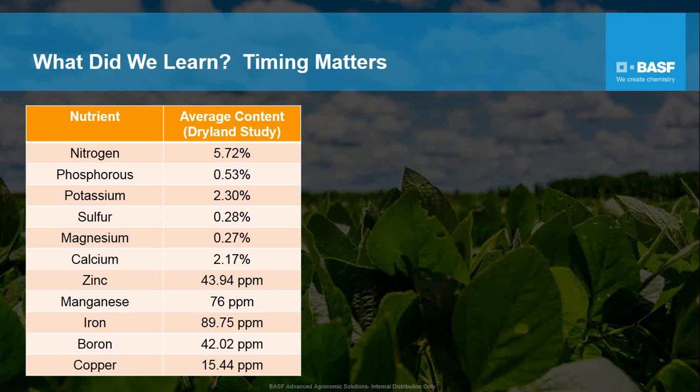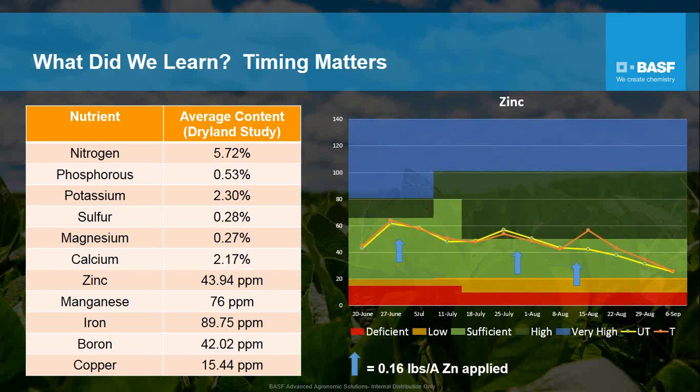So what did we learn? Timing really matters. The left-hand side is our average content through the year on our tissue tests for each nutrient. On the right-hand side, you see a specific chart for zinc, where the yellow line is the untreated with no foliar nutrient applications. The orange line is the treated, where we did make foliar applications. Every week we've got our tissue test plotted there. You'll note we made 3 applications of zinc.